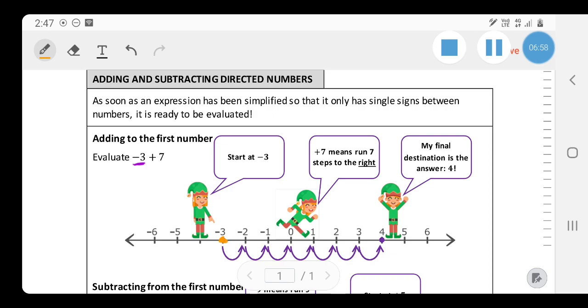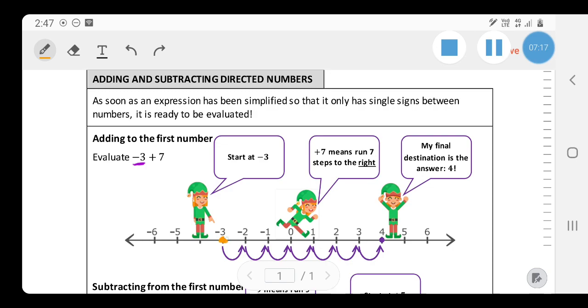Now, you can see that Marvin is running towards the right, and he says that he's running 7 steps towards the right because this instruction here says +7. And plus means to go in the right direction, towards the right-hand side.